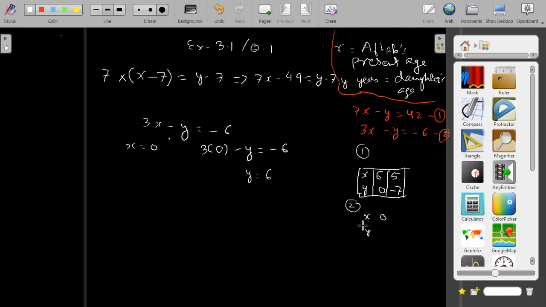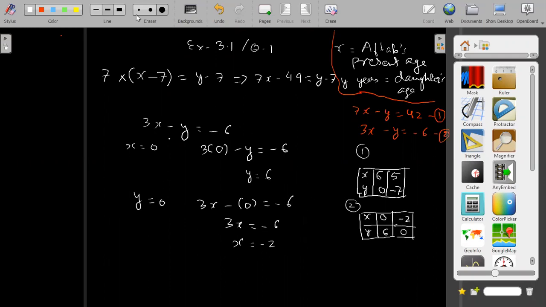So we got the value of y, 6. Now if you take y equal to 0, you'll try with 0. If you put y is equal to 0 in this equation, you will get 3x minus 0 is equal to minus 6, and 3x is equal to minus 6, and x is equal to minus 2. So these points, we need these points.